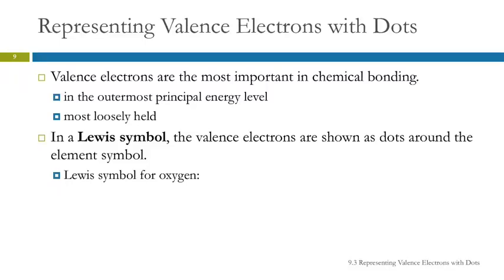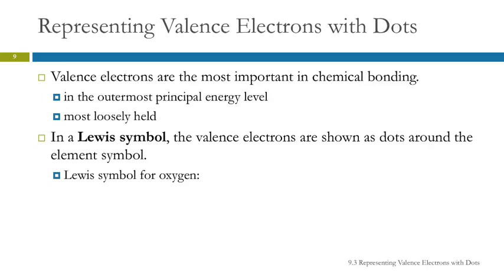So in the Lewis model, we represent the valence electrons as dots. And we're only looking at the valence electrons because these are the ones that are most important in bonding. They're on the outside, they're most loosely held. So those are the ones that are going to get lost. When we write a Lewis symbol for an atom, we show the valence electrons as dots around the element symbol.